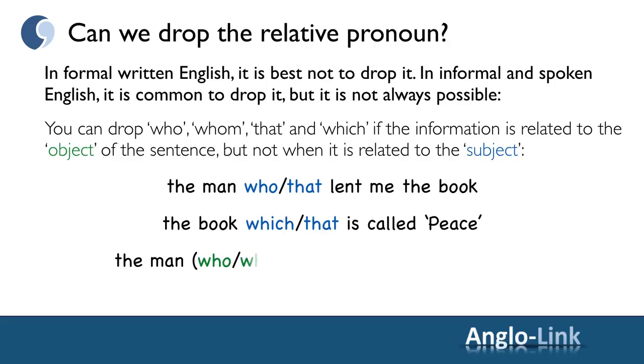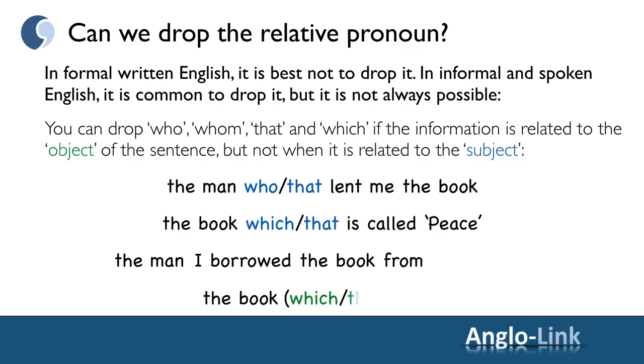However, in the clause, the man who or whom I borrowed the book from, the man is the indirect object for the verb borrow. Therefore, you can drop the relative pronoun. The man I borrowed the book from. Also, in the clause, the book which or that I borrowed, the book is the direct object of the verb borrowed. Therefore, you can drop the relative pronoun. The book I borrowed.